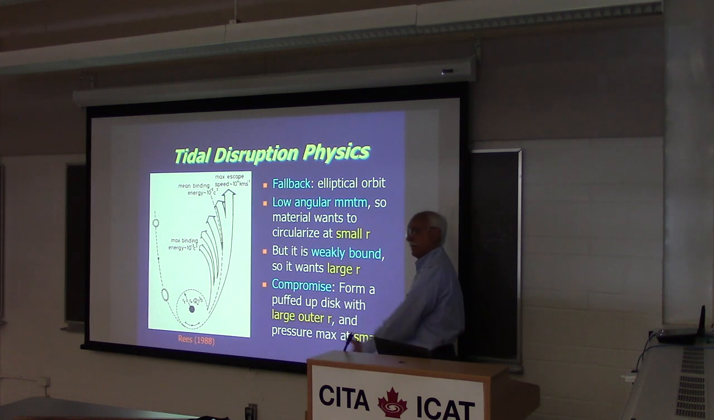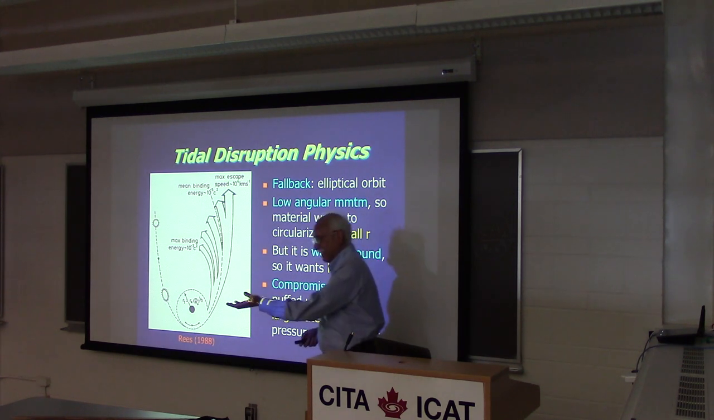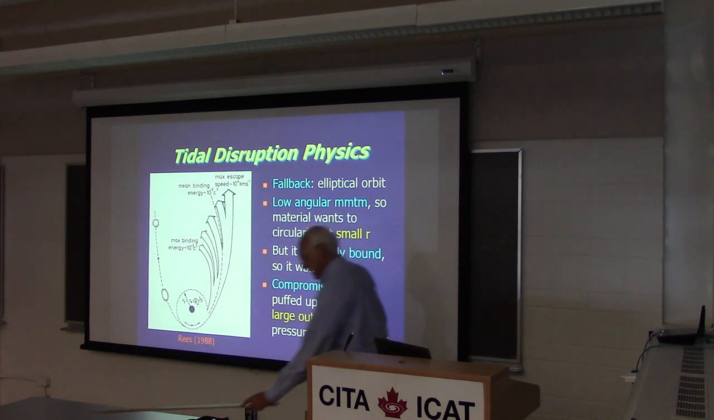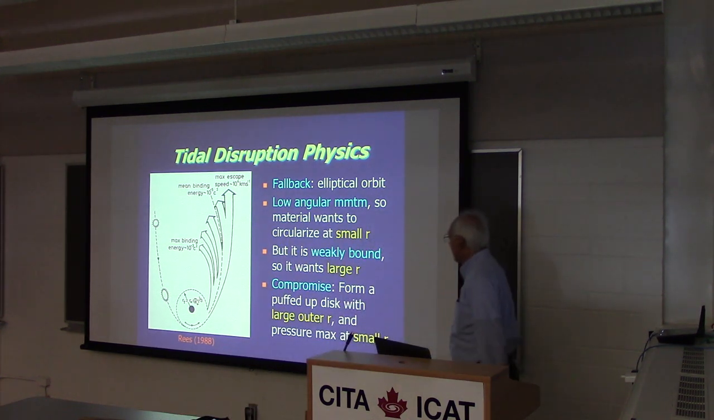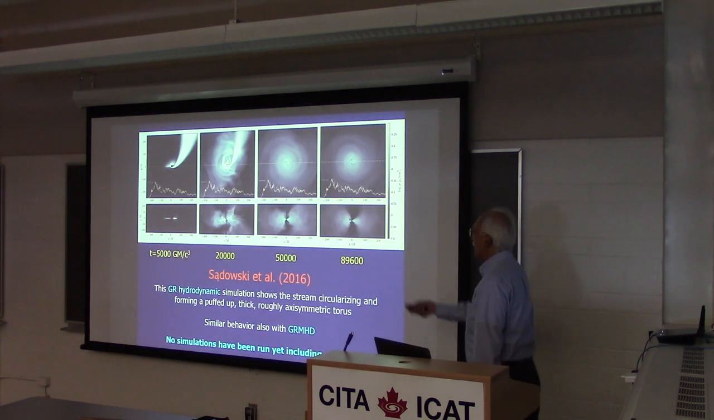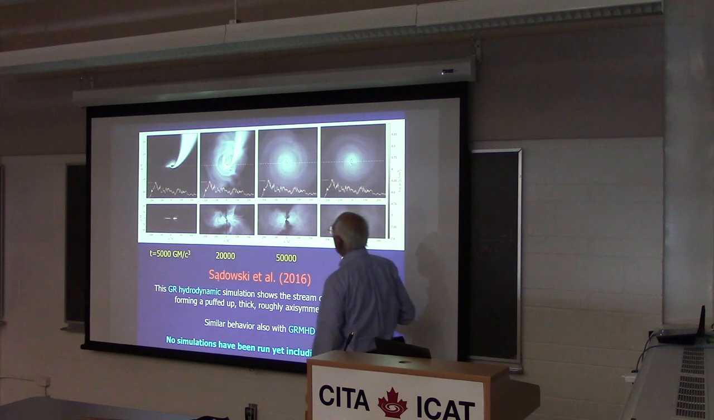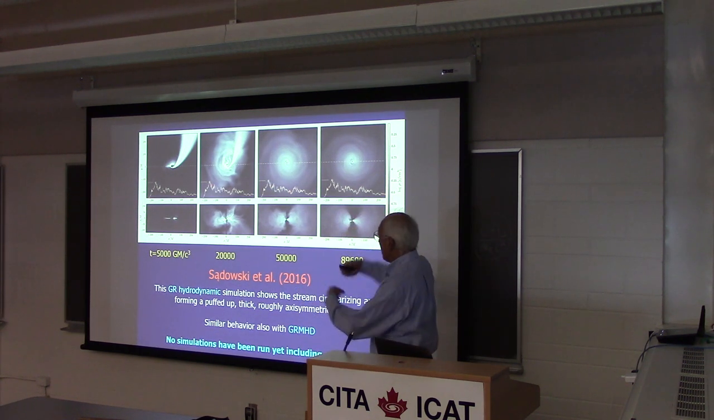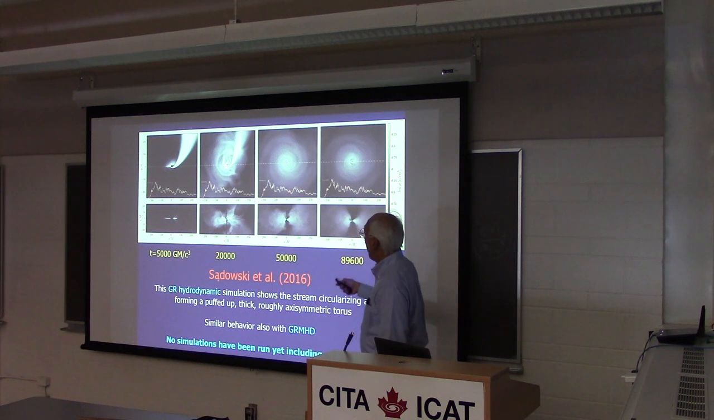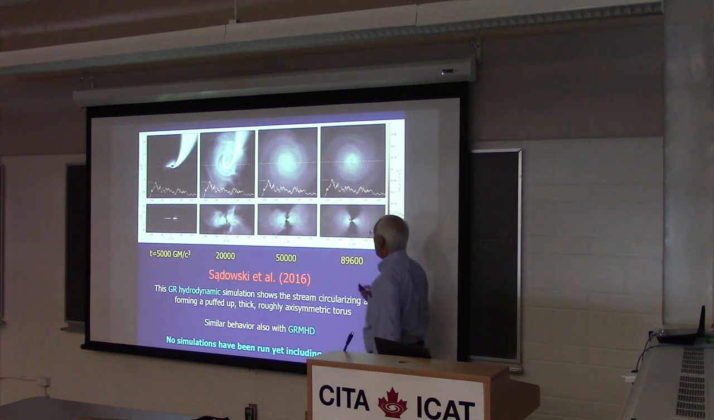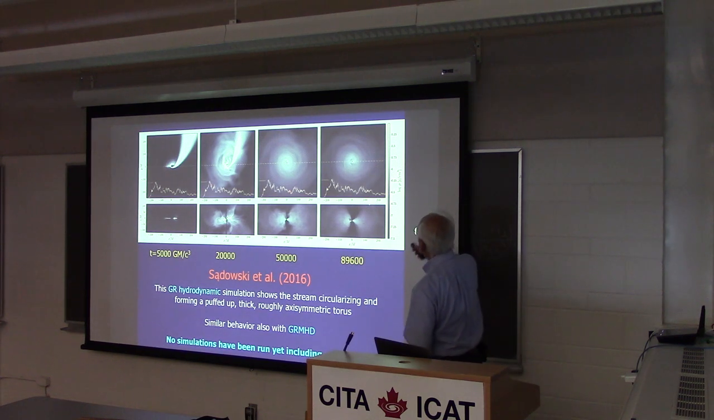Almog will tell you that what it does is it never makes a disk at all. Or at least I think it's what he was trying to say. However, I'm going to say, let us suppose it does make a disk, and I'll show you one simulation where it did make a disk, a very simple-minded one, from Sadowski's paper. So he just did a simple simulation of the stream of material coming back, going into orbit around the black hole. And essentially what you find is that this system, for the particular geometry he assumed, becomes a big puffy disk.